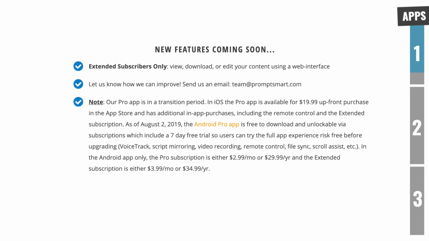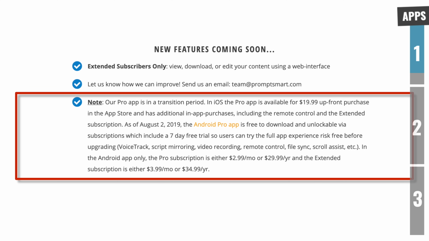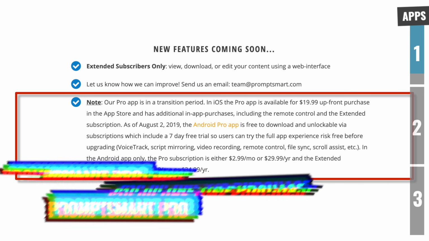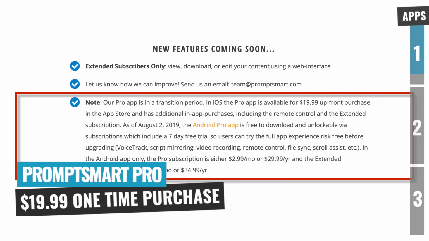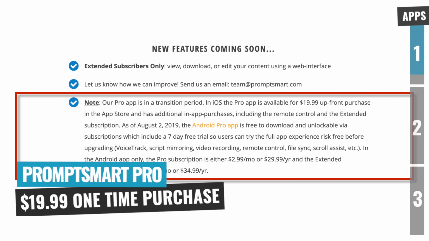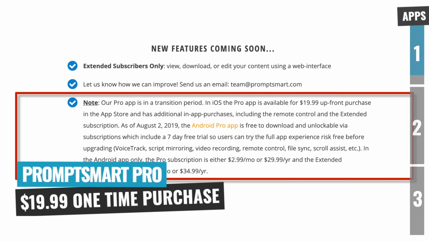Now, they are currently in a pricing transition period, according to their website. So right now, you can still purchase Promptsmart Pro for $19.99 as a one-time outright purchase. On the Android side of things, they've already transitioned over to a subscription-only model, and they'll probably be doing the same thing with iOS very soon. So right now, one-time purchase, $19.99, which is extremely good value.